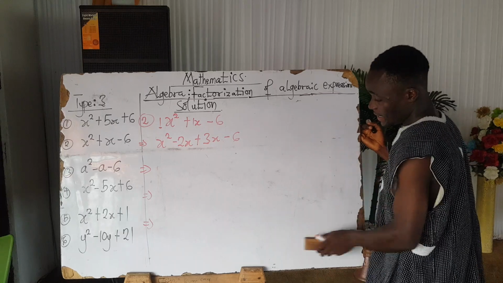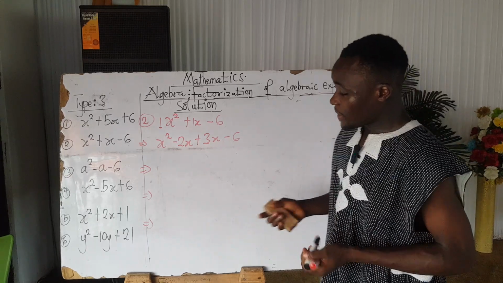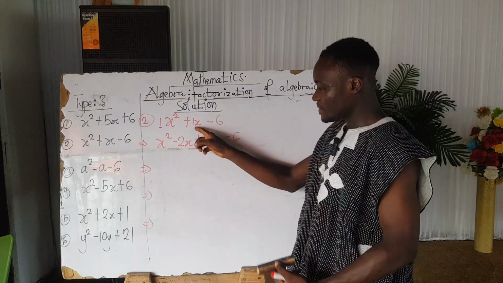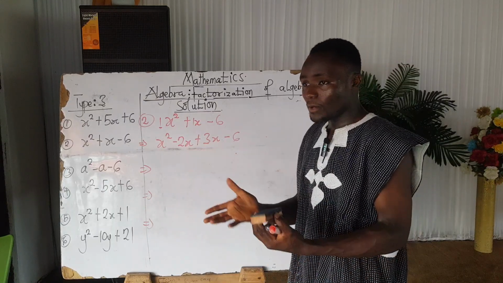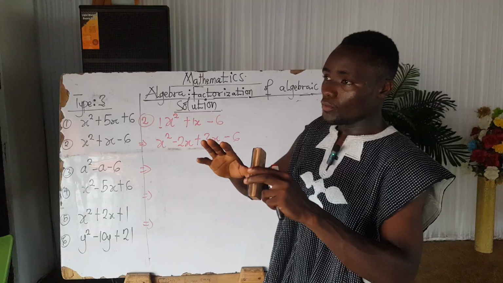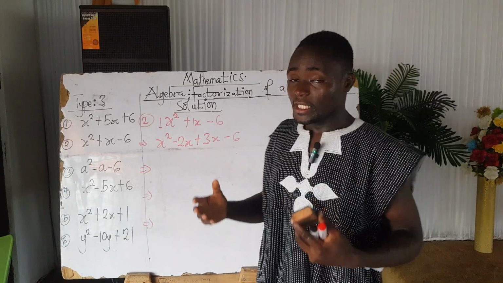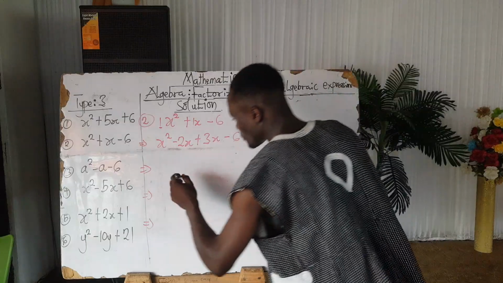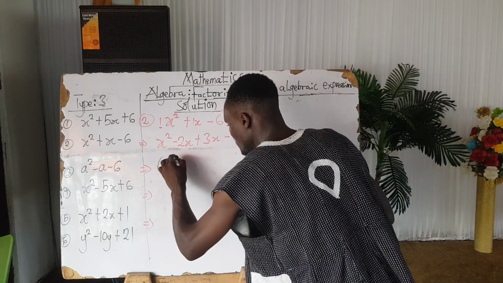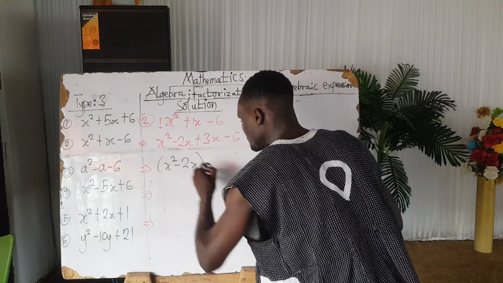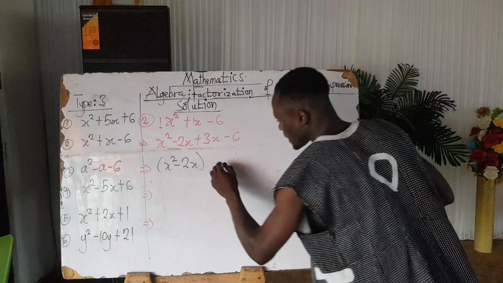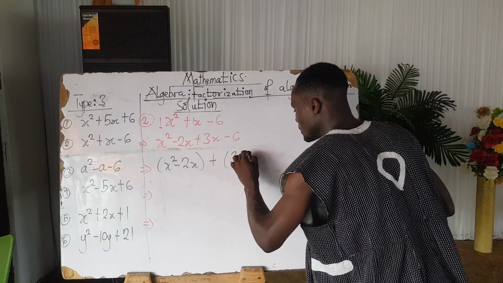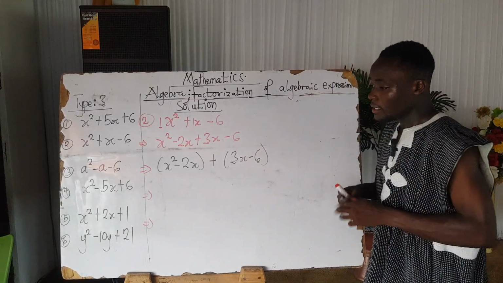So let's continue. Our next step, after opening it, is to group the individual terms into two. So let's start by grouping it. We have bracket open x squared minus 2x, then plus bracket open 3x minus 6. Are you following? Very good.